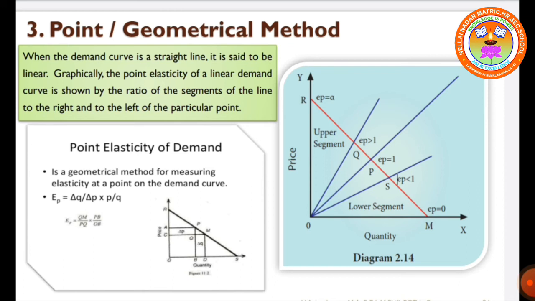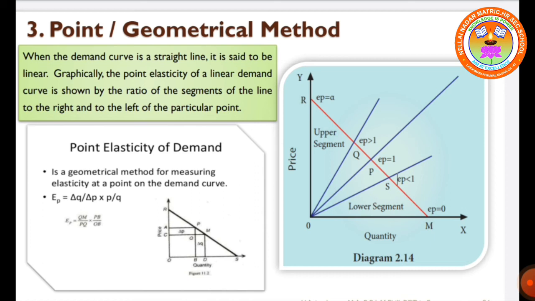The x-axis denotes the quantity demanded, the y-axis denotes the price. The demand curve is sloping downwards from left to right. The middle line is OP. That line is divided into two parts of a demand curve, the upper segment and the lower segment. Five different points are denoted: R, Q, P, S, M.